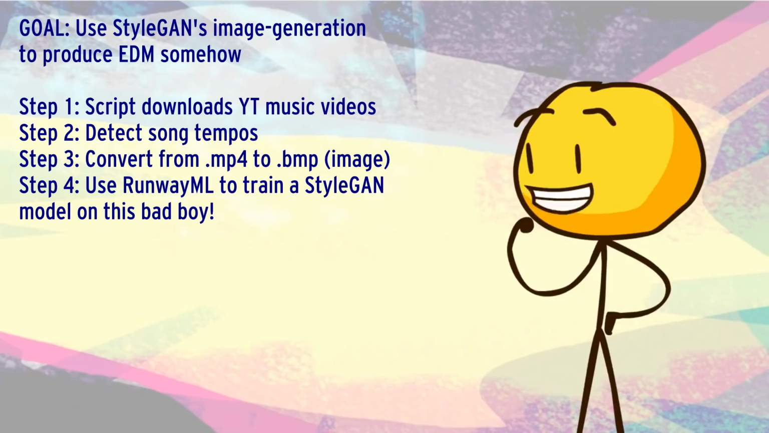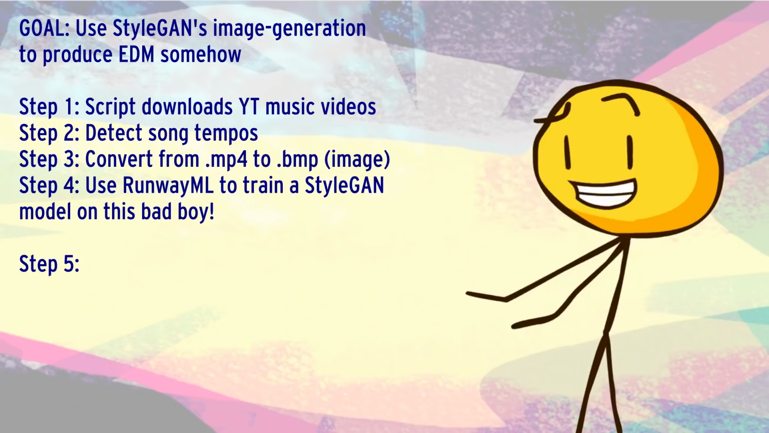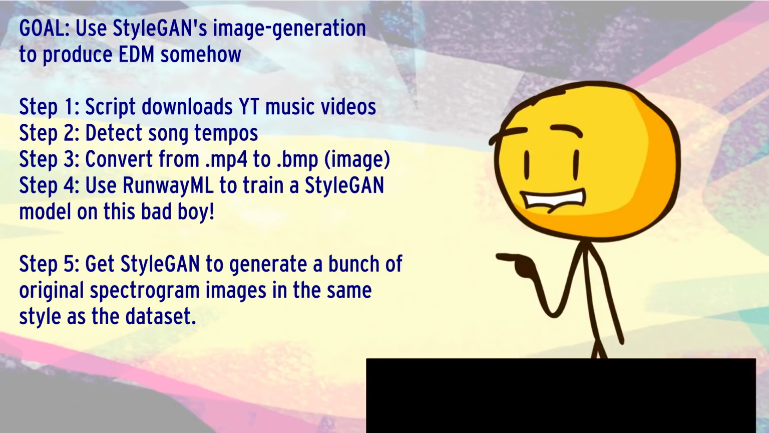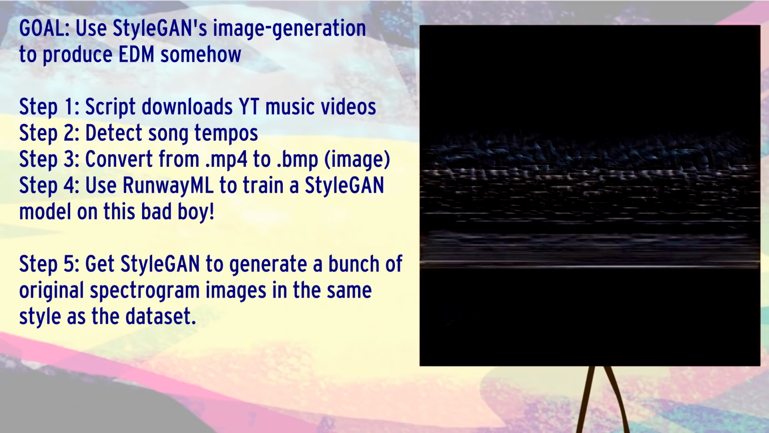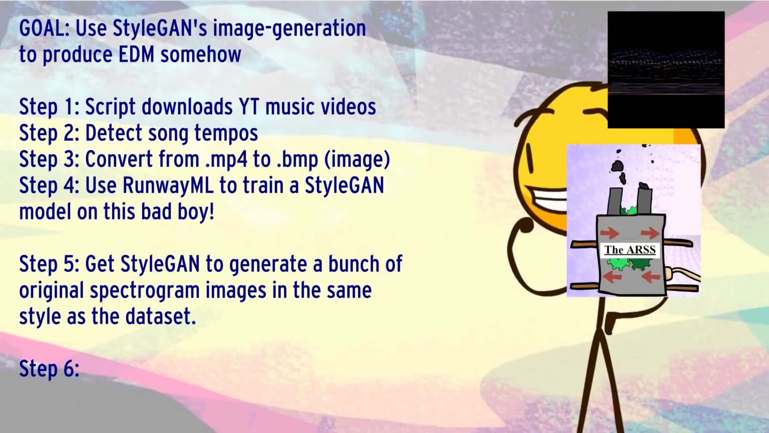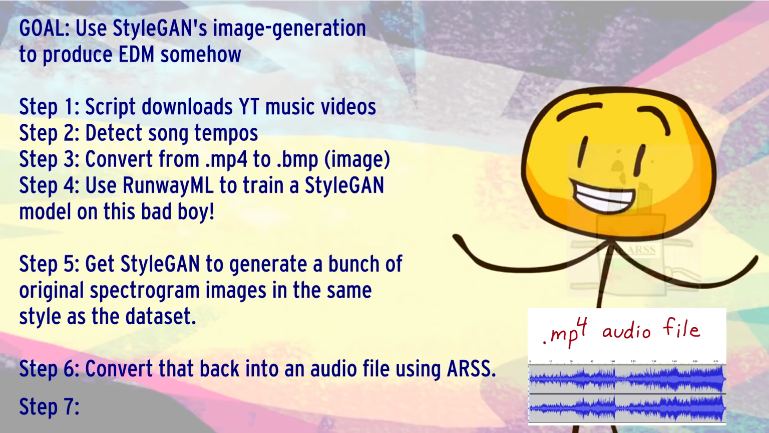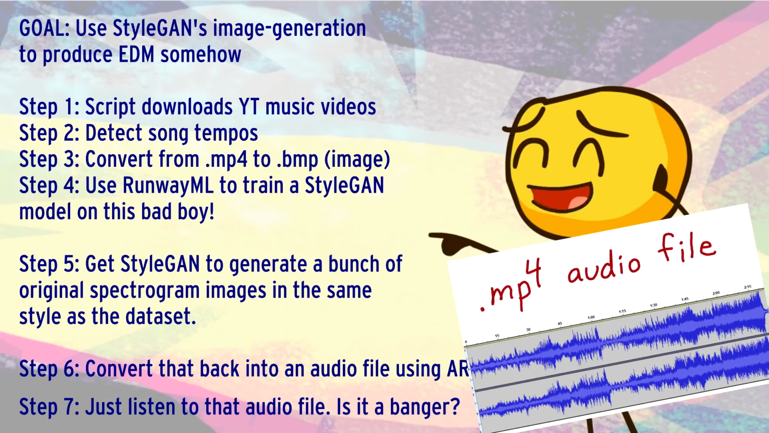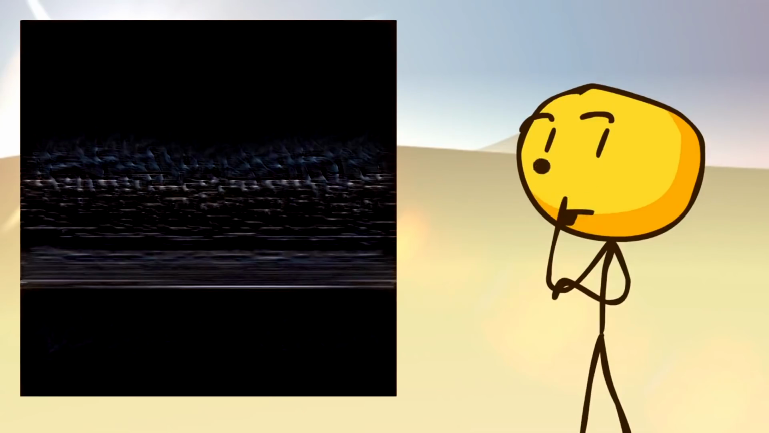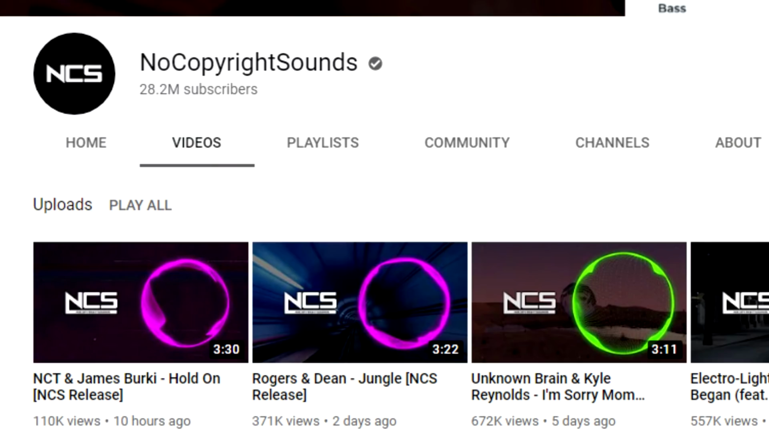After this, just do everything in reverse. So step 5 is, get StyleGAN to generate a bunch of original spectrogram images in the same style as the dataset. And step 6 is, convert that back into an audio file using ARSS. And then step 7 is to just listen to that audio file and see if it sounds like good EDM music. In theory, it should sound like the music you hear uploaded to No Copyright Sounds, Trap Nation, and so on.